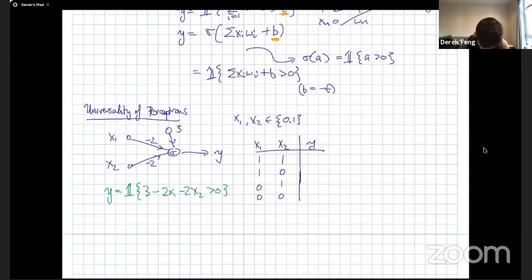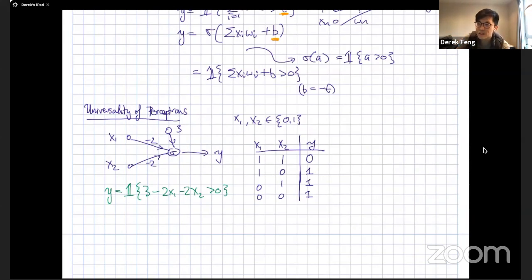You can do the math, or you can just read it out. For 1,1, it's 3 minus 4, which is not greater than 0, so the output is 0. For any input with a single 1, it's 3 minus 2, that's 1, and 1 is greater than 0, so the output is 1. For 0,0, it's 3, greater than 0, so 1. Does everyone see what I just did there? I have x1 and x2 as my inputs and y as my output, and the perceptron is basically this function. Importantly, if I'm looking at zeros or ones as my input, then I can get back this table, which basically completely describes the function of this gate.